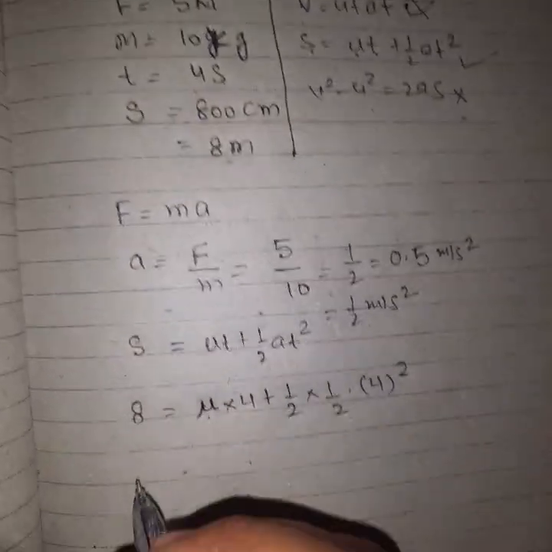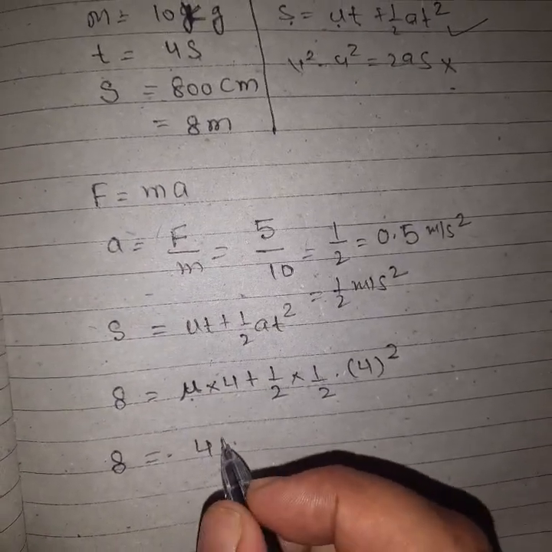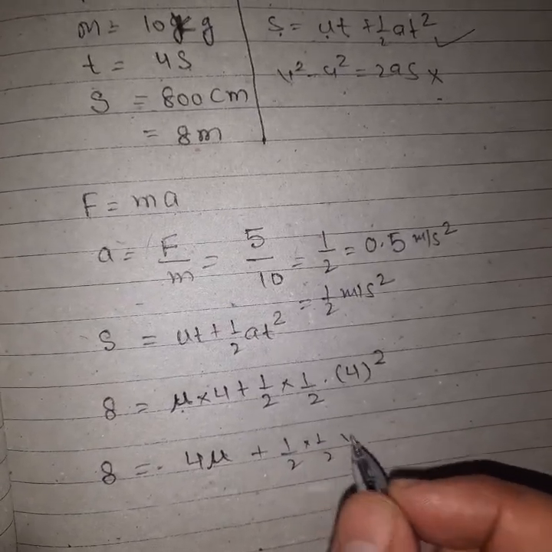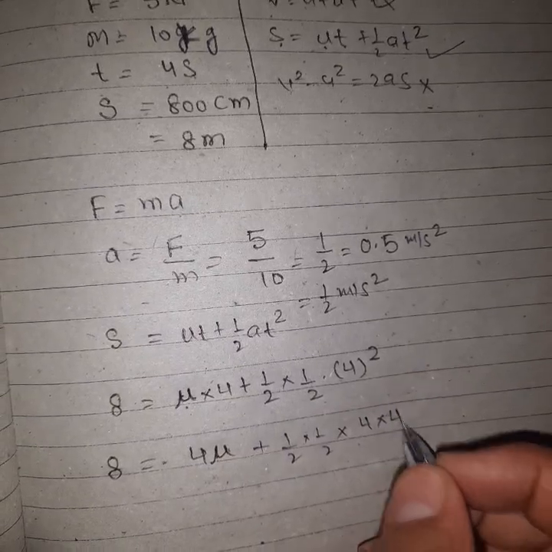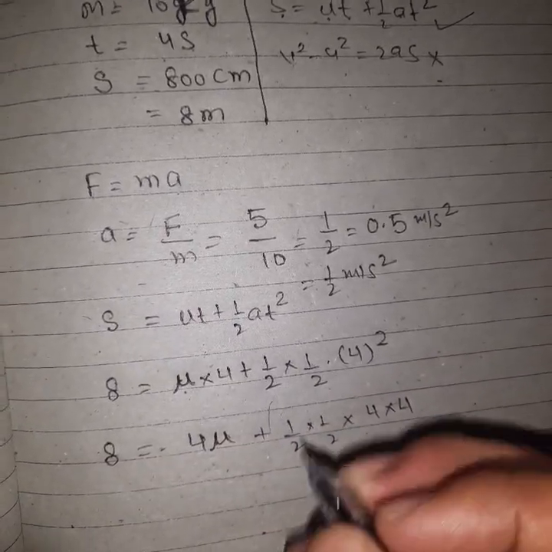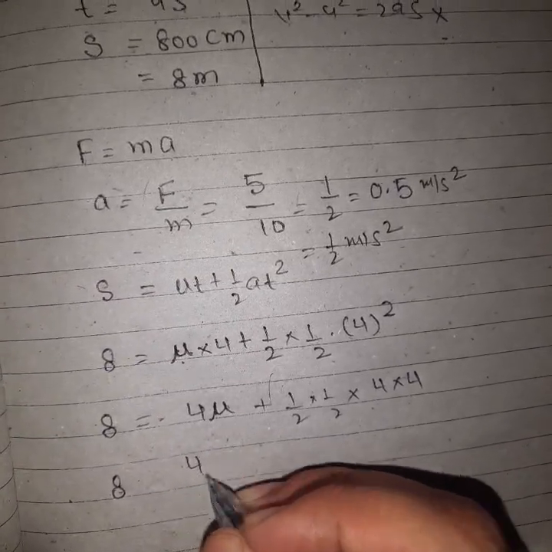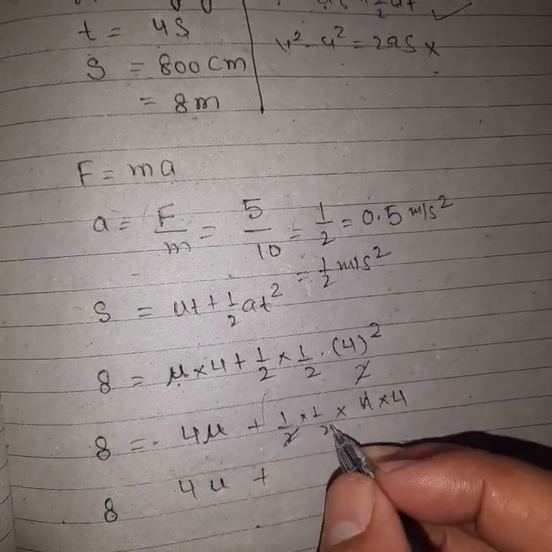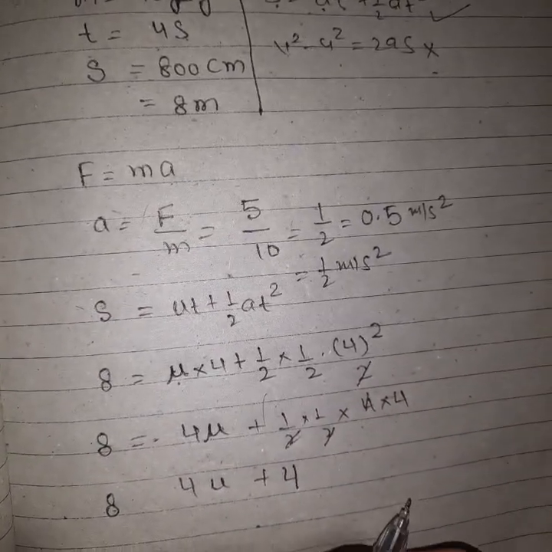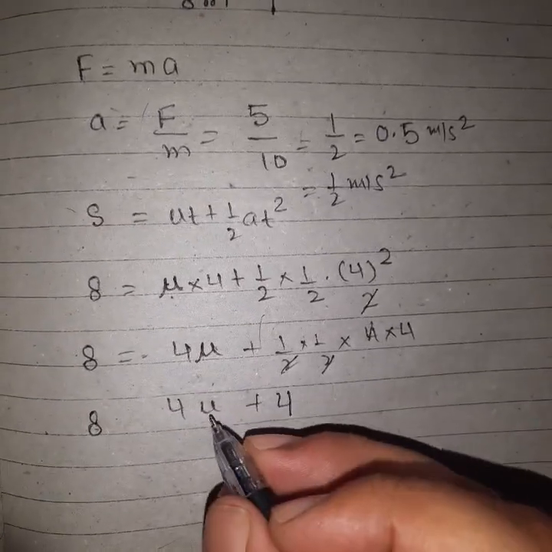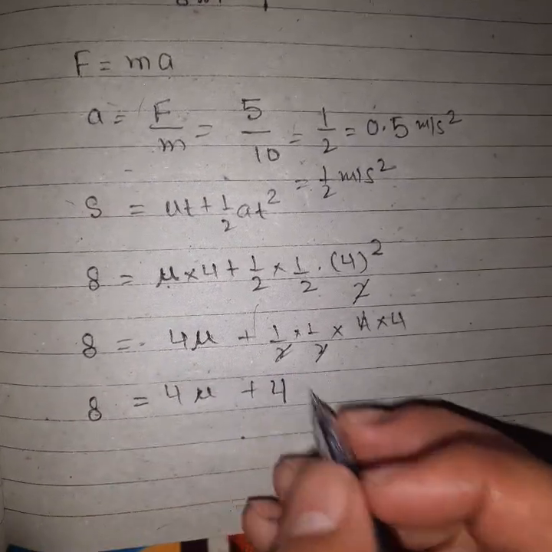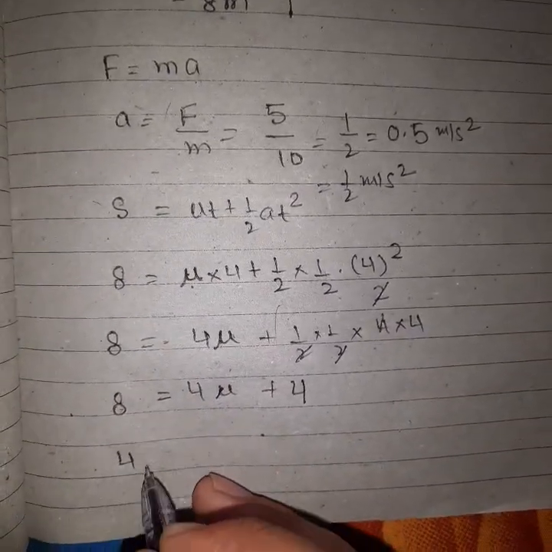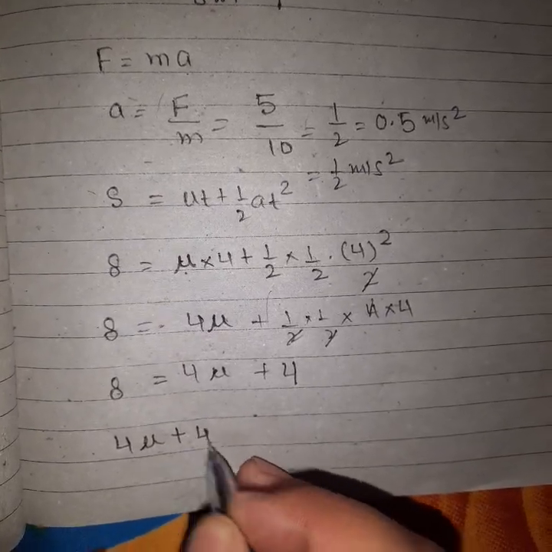Clear? First of all, solve this equation. 8 is equal to what? 4u, plus 1 by 2 into 1 by 2 into 4 into 4. This is an addition, and all these other things are in multiplication. So simply we can cancel, this 2 with 2 is cancelled, we will get 4. Okay students, so we get this equation. Clear? So we can write this equation in simplest form. How will we write here? Listen, 4u plus 4 is equal to 8.